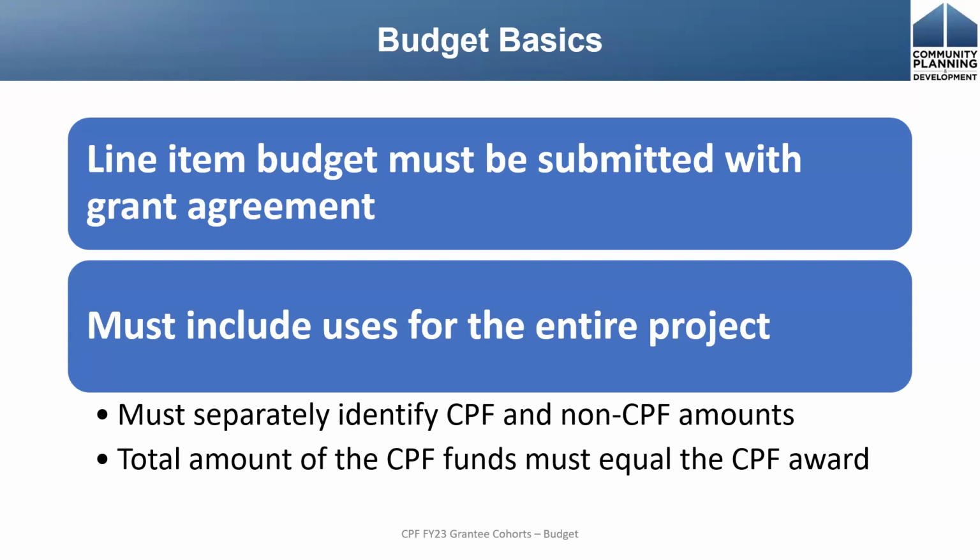So your budget's going to have two columns, one that has the heading of CPF, one that has a heading of non-CPF. The total amount of the CPF fund column has to equal the CPF award. If you got $1 million, the total amount of the CPF funds you're going to spend in your project needs to equal $1 million. So line items, separately identify the CPF and the non-CPF amounts. The total amount of the CPF funds has to equal the CPF award to the dollar, to the penny.